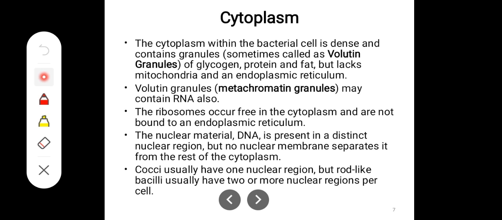The cytoplasm within the bacterial cell is dense and contains granules of glycogen, protein, and fat, and lacks mitochondria and endoplasmic reticulum. It contains RNA also. Ribosomes are free in the cytoplasm and are not bound to the endoplasmic reticulum. The cocci have one nuclear region, but rod-like bacilli usually have two or more nuclear regions per cell.